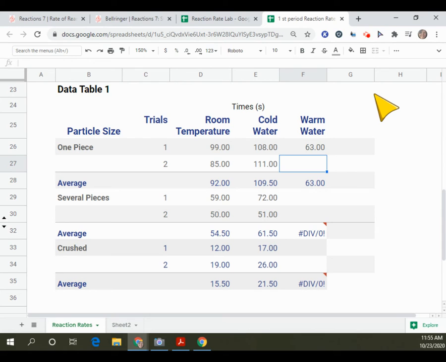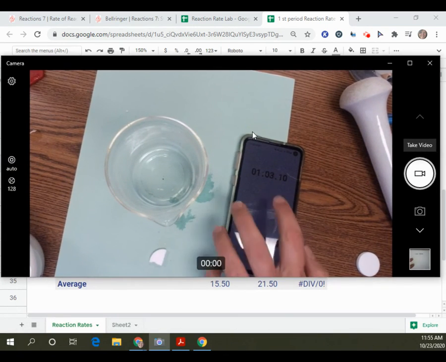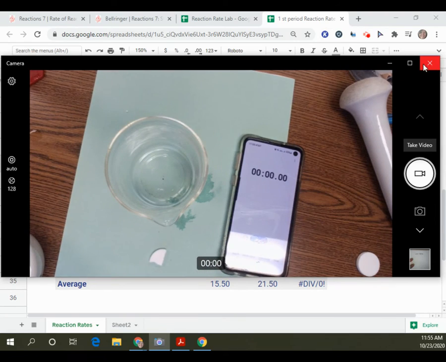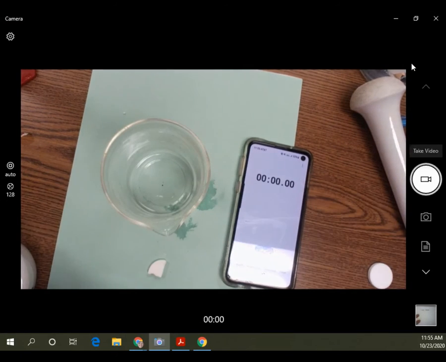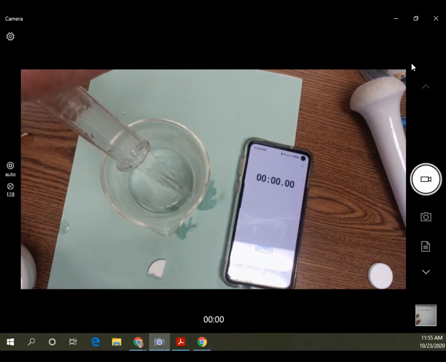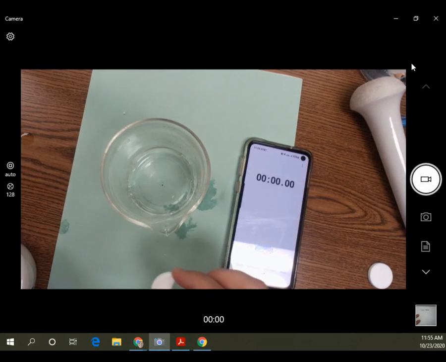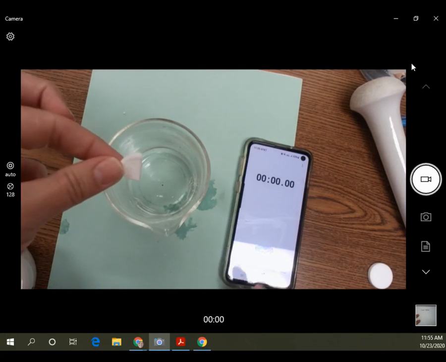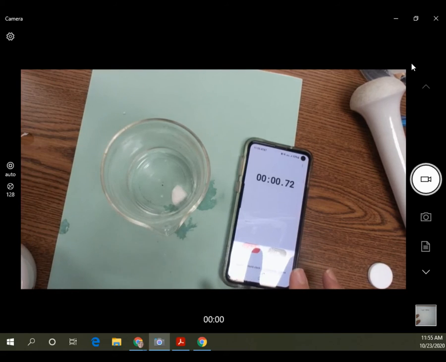All right, so we have another trial of the quarter piece. And we're going to reset our timer. Go full screen. Let's get our hot water. Okay, we got hot water. A quarter piece of the antacid tablet. Ready, set, go.